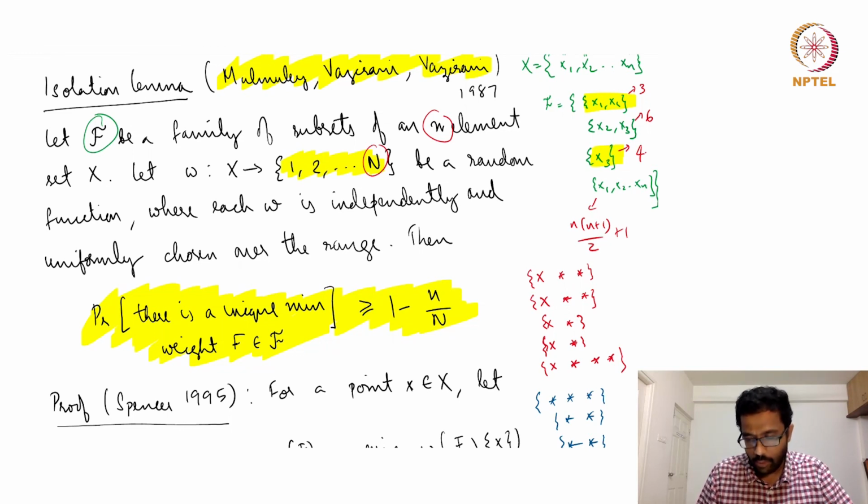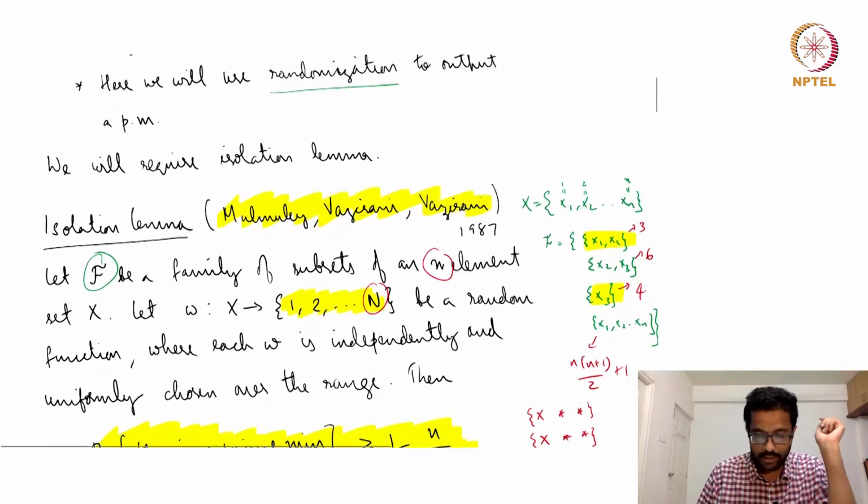Here, small n is the number of elements in X, and capital N is the range from which you choose weights. So if you want to improve the probability of getting a unique minimum weight set, you just increase the range. You can double capital N, for example. This is the isolation lemma.